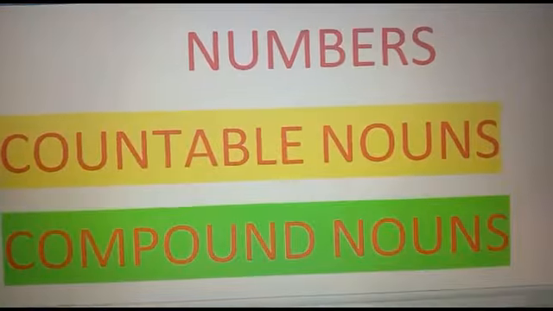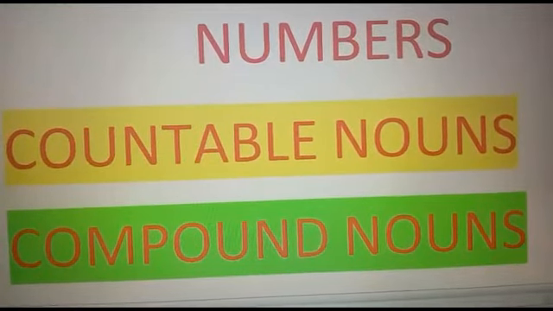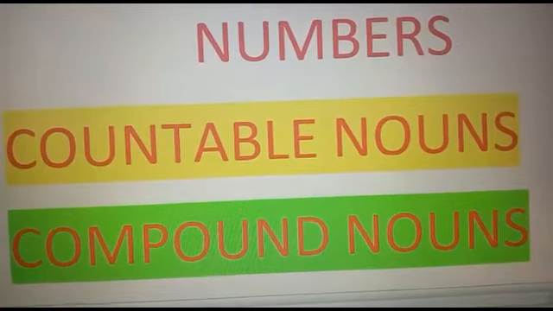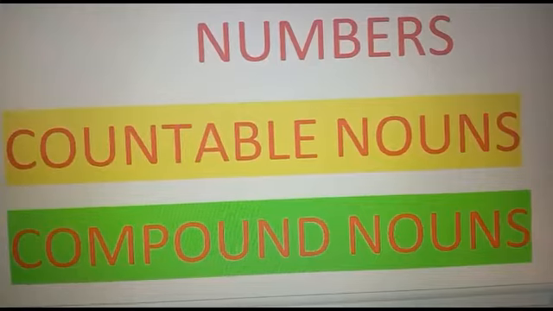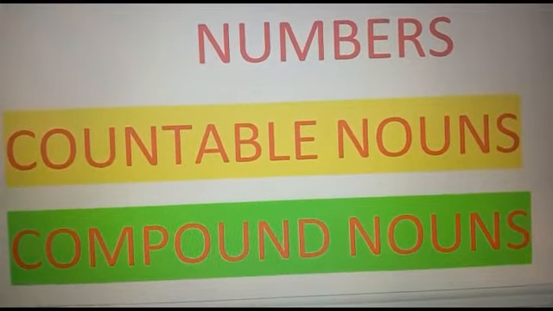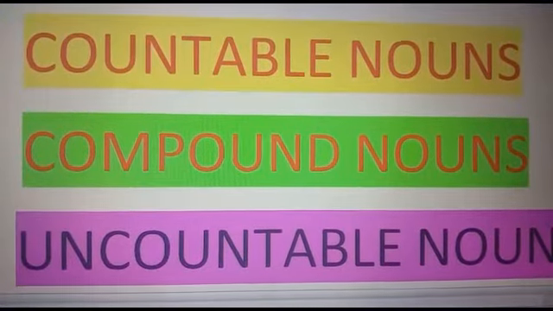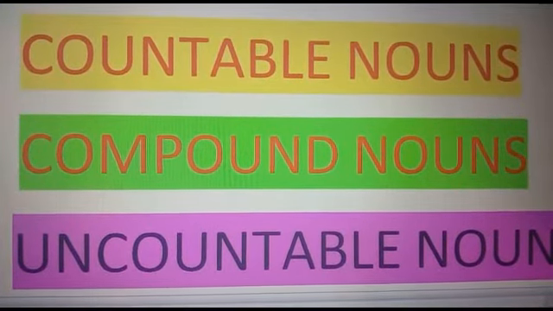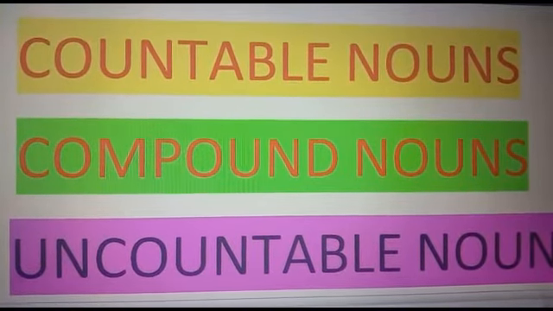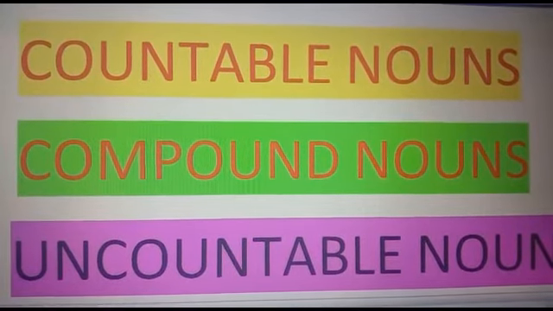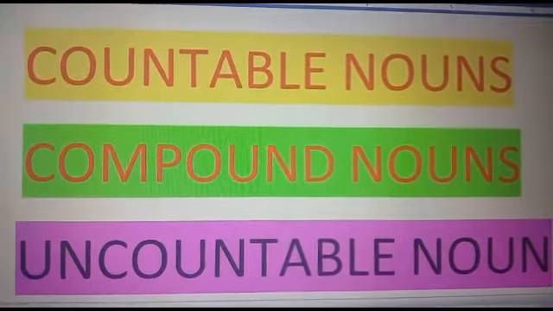About number, whenever we talk about number, what comes to your mind? A number means something that you can count. These numbers are categorized into three main categories, namely countable nouns, compound nouns, and uncountable nouns. As the name suggests, countable is something that can be counted, uncountable is something that cannot be counted, and compound means a noun that is made up of two or more words, and we'll be discussing them one by one. Now, differentiating between countable and uncountable nouns is very important, so listen to it very carefully.